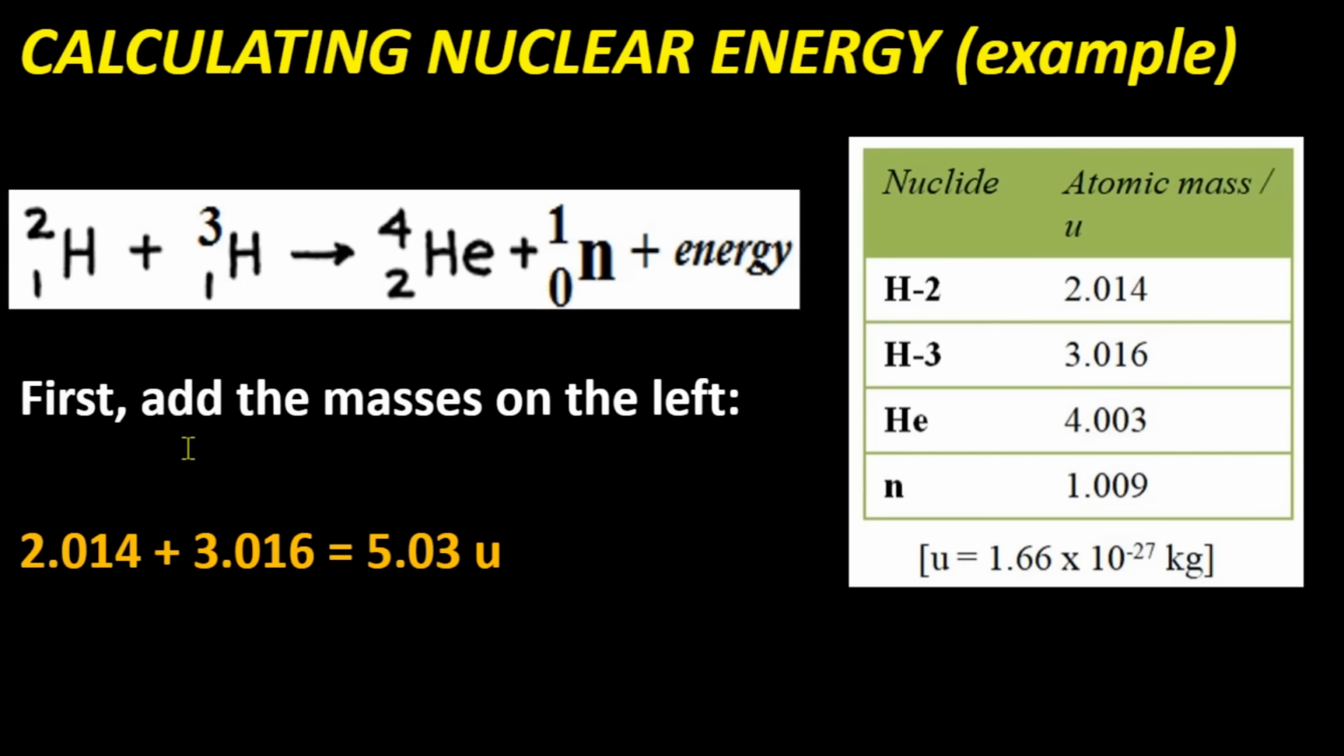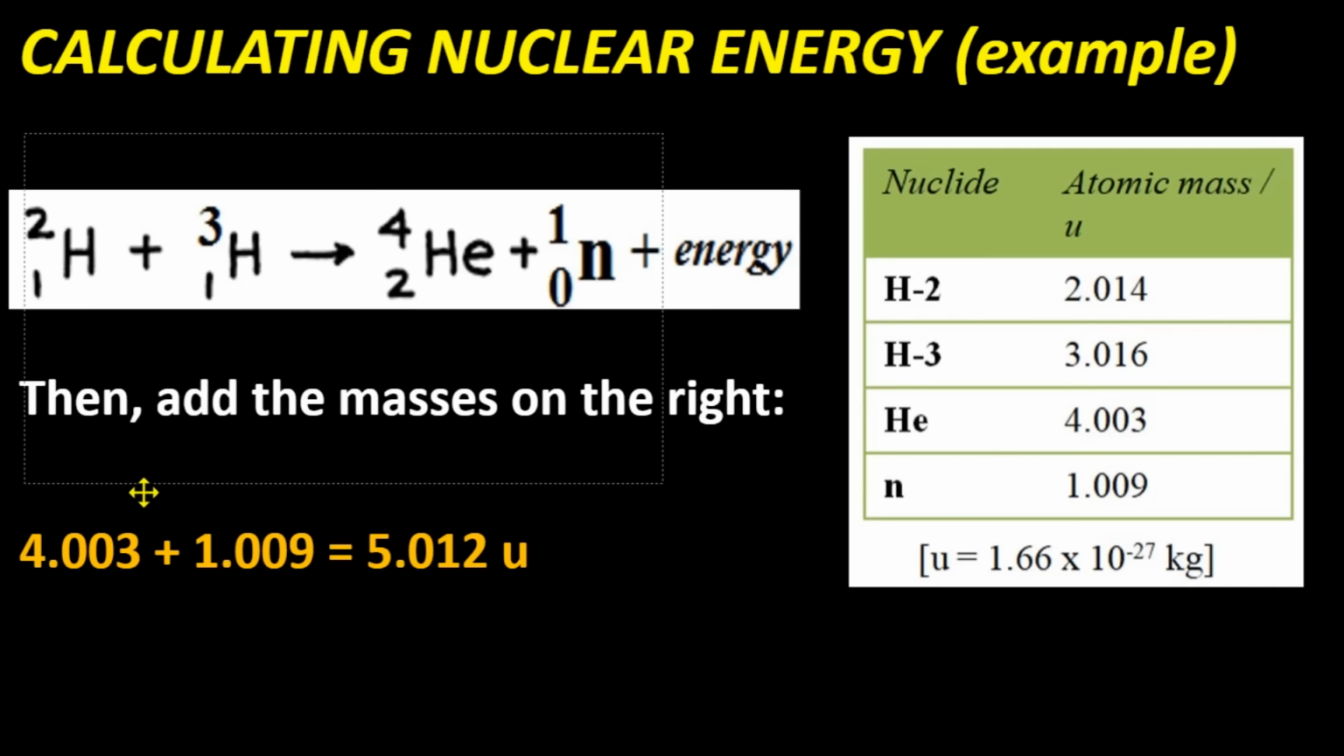First, we're going to add the masses on the left. So we have hydrogen 2 and hydrogen 3. We're going to add these two numbers here. So 2.014 plus 3.016 is equal to 5.03U. That is our first step. Our second step is that we're going to add the masses to the right of the equation. So this is going to be helium plus the neutron. And this will be 4.003 plus 1.009. And that's 5.012 units U.